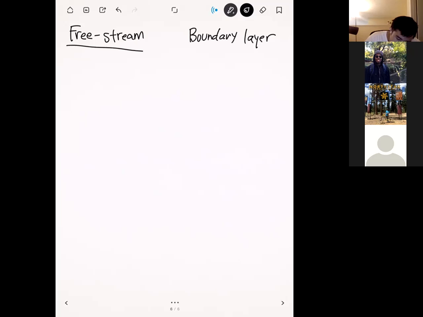So let's characterize these two regions in terms of two quantities. The first quantity we'll talk about is velocity gradients, and the other one is the amount of shear stresses. Let me make two columns here. On one side, I'll have the free stream, and on the other side, we have the boundary layer. In the free stream, generally what you see is that the velocity is uniform.